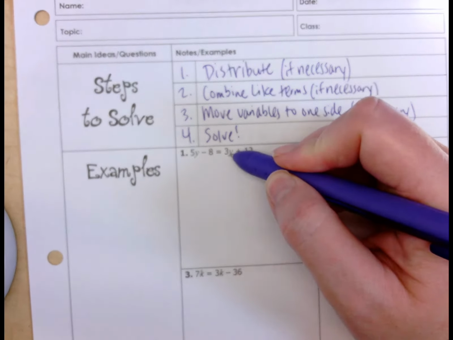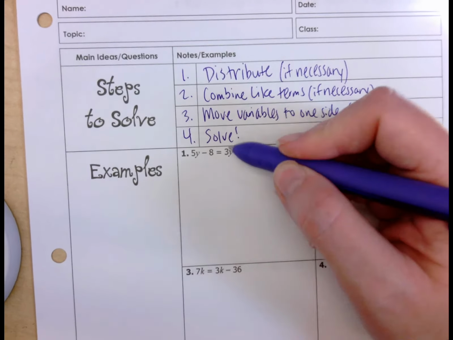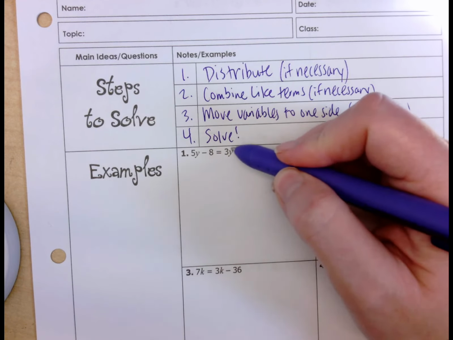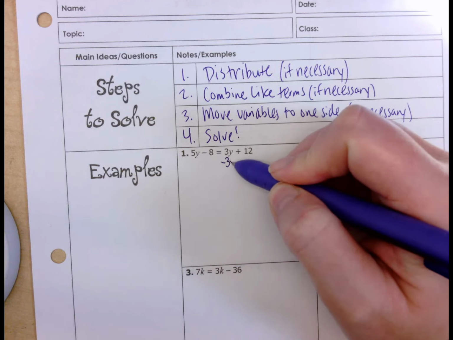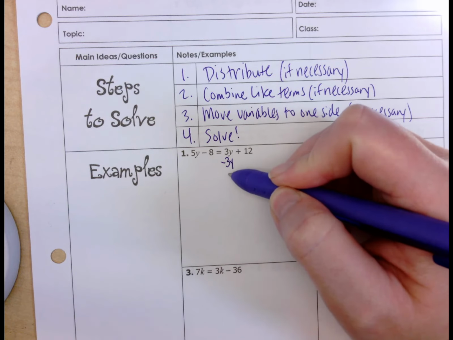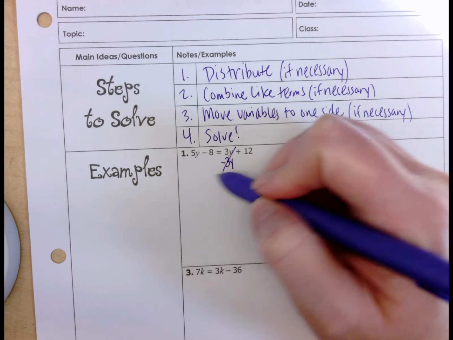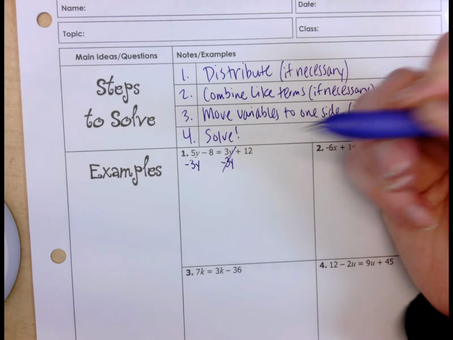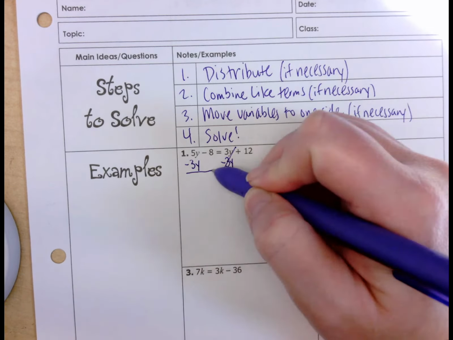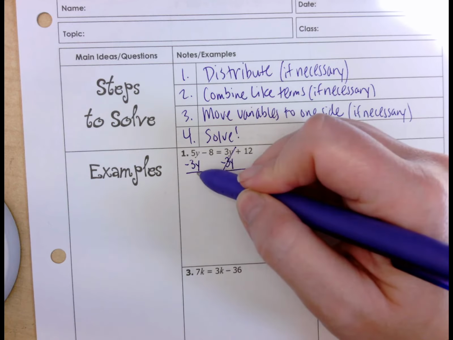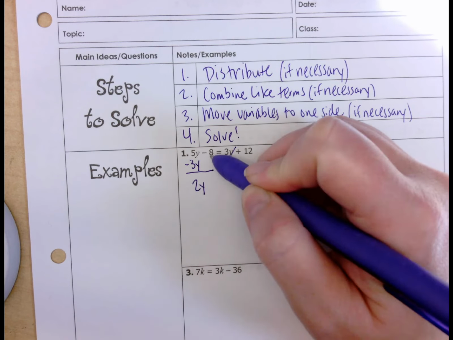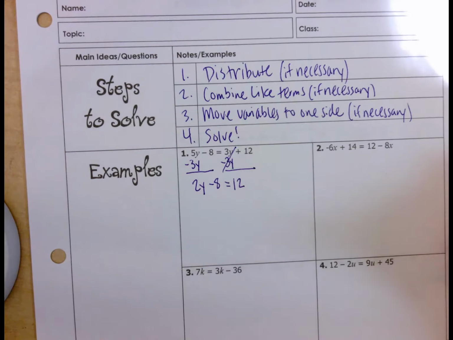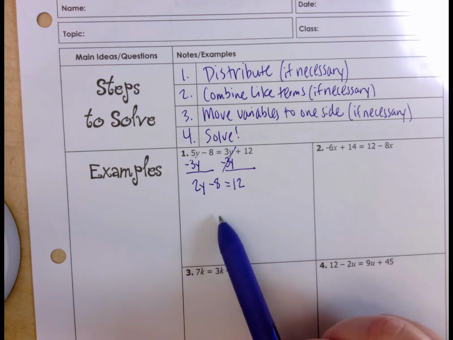So what that means is I need to get rid of this over here, and whatever I do to it on this side, I need to do to it on this side over here. So to get rid of a 3y, I'm going to subtract it, and 3y minus 3y gives me 0, and it cancels out. I subtracted 3y over here, so on this side, I'm also going to subtract 3y. So what I end up with is 5y minus 3y, which is 2y. I still have the negative 8 over here, and on the right side I have 12. So now I have a two-step equation, and I know how to solve these.